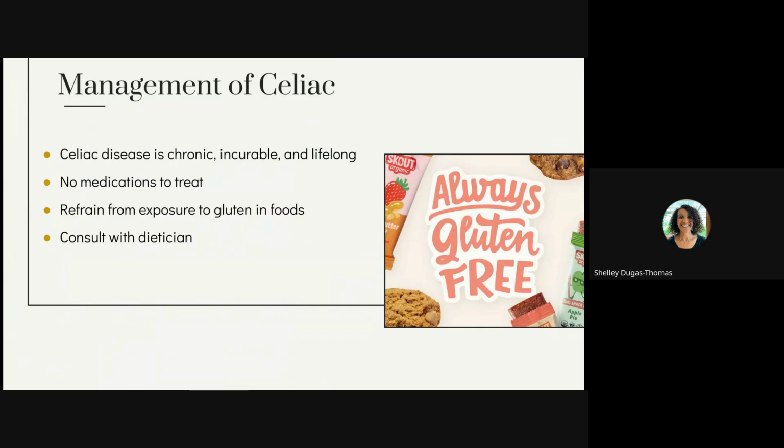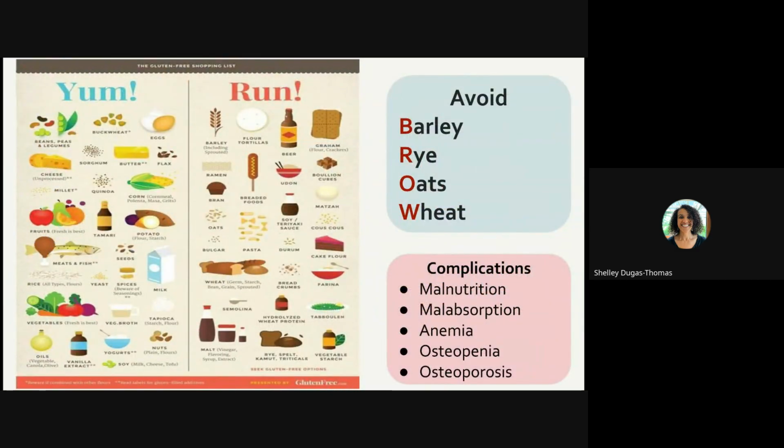So management of celiac is usually a chronic and lifelong condition, and there's no cure or medication to treat this. So it's mainly management through dietary restrictions. A strict gluten-free diet is essential, with professional guidance through a dietitian for safe and balanced dietary planning. So there's the avoiding of BROW, which is barley, rye, oats, and wheat. And some of the complications are malnutrition, malabsorption, anemia, osteopenia, and osteoporosis.